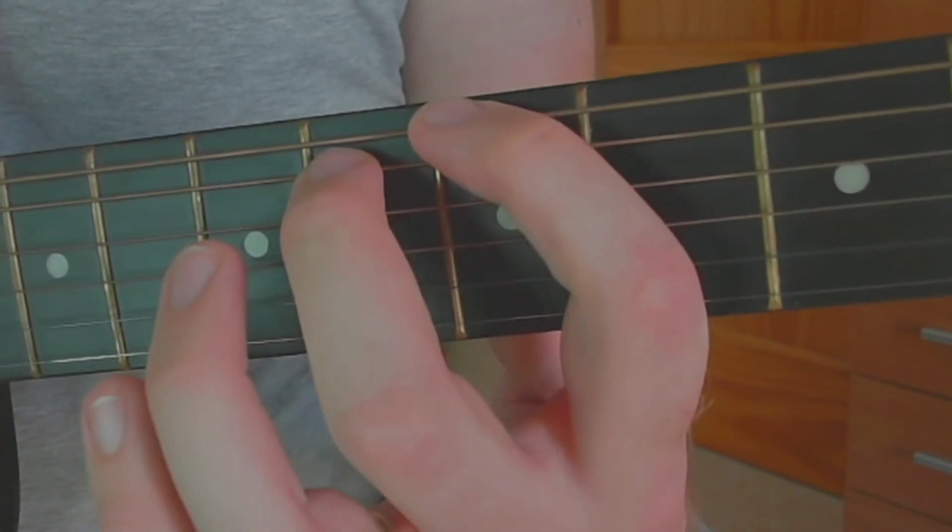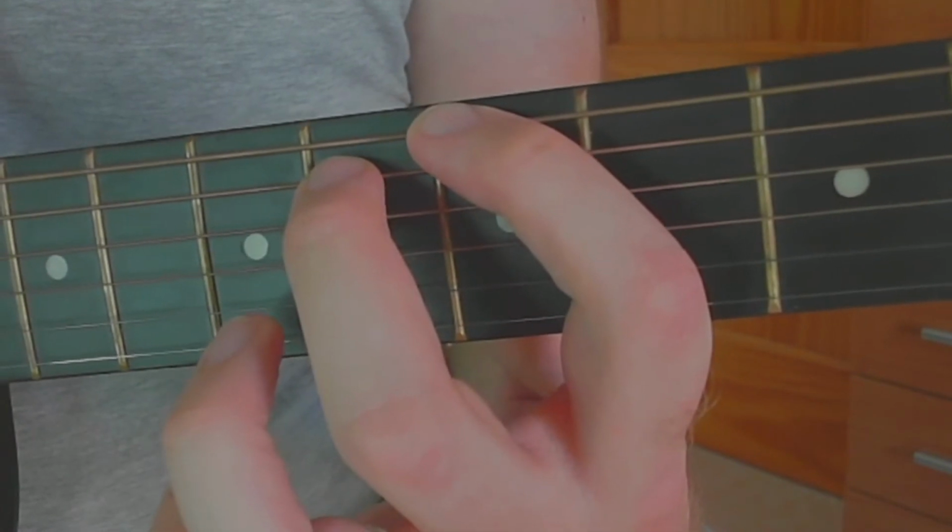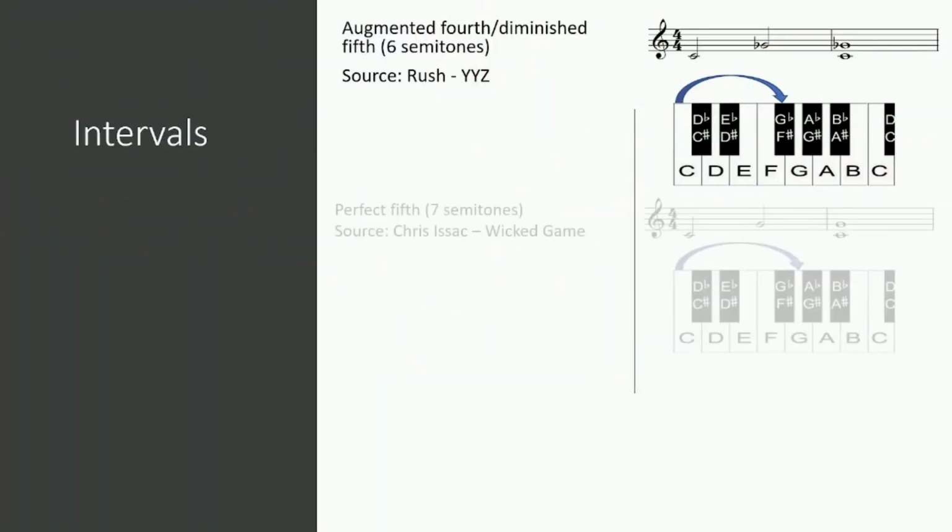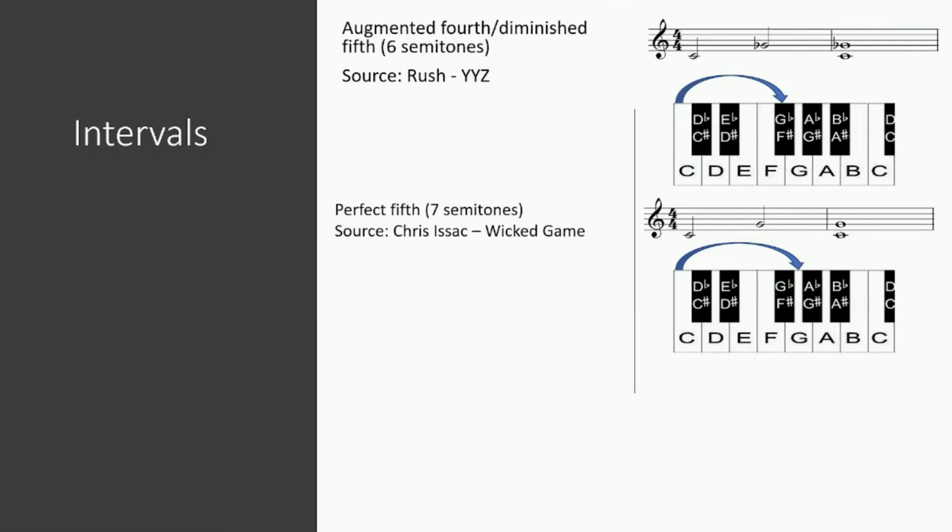As a harmony. Perfect fifth, 7 semitones. Let's listen to the notation. Now listen to the guitar part of the intro of Wicked Game by Chris Isaak.